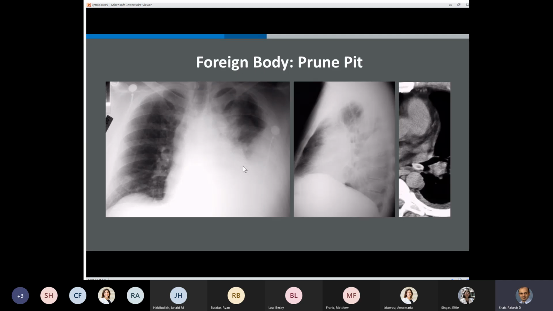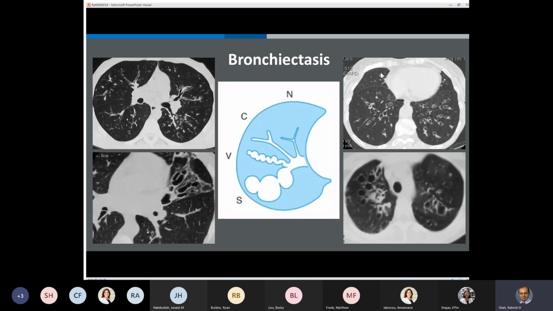And sometimes we'll see this as well. This patient presented with this large consolidation in the left lung. X-rays are very difficult to make anything out of. But on CT, you can see that there is this elongated structure, which when we fished it out was a prune pit that was obstructing the airway and causing post-obstructive infection. So foreign bodies are something else that we see as well.